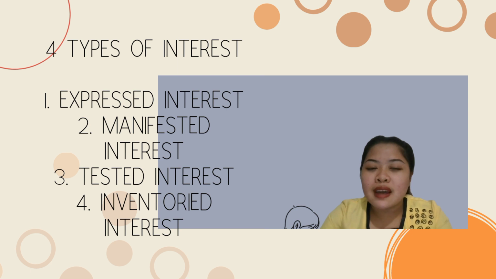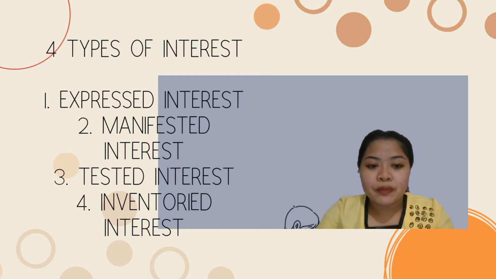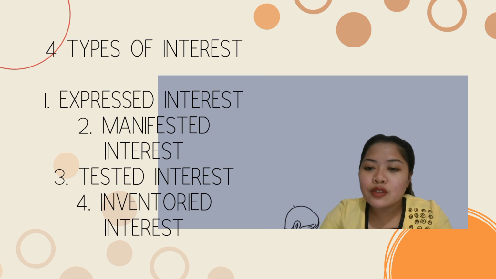It is the same as having a one-on-one conversation or interview with a student and asking them questions about their career interest. Second is the manifested interest, which means that a student's career interest can be inferred and determined based on what a student actually does. For example, if a senior high school student is taking computer system servicing, which is under the technical vocational livelihood strand, we can infer that he or she will probably enroll in computer related courses once he or she enters college.